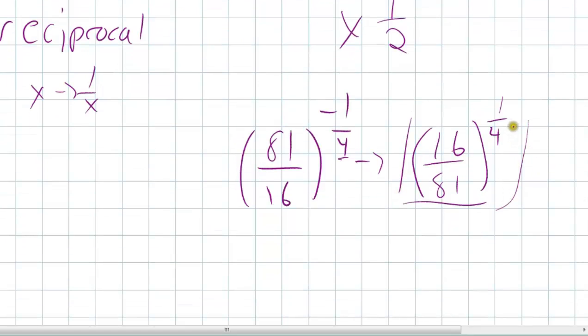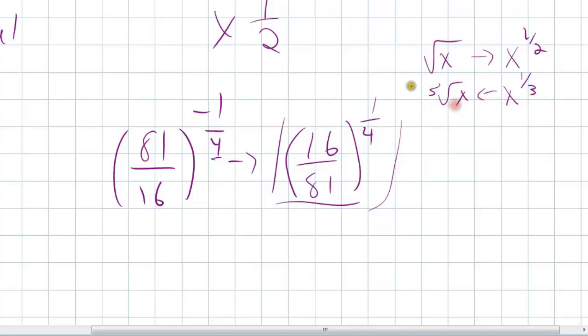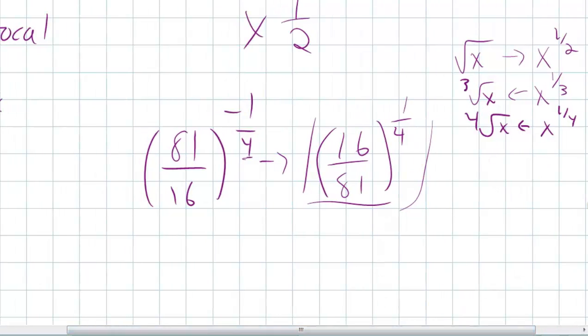Okay, so when I say to take it to the 1/4 power, I'm telling you to take it to the 4th root. Basically, whenever you see the square root of x, you could also see it written as x to the 1/2 power. If you see x to the 1/3 power, that's the same as the cube root of x. When you see x to the 1/4 power, that's the same as the 4th root of x. And it's not too hard to do with the numbers that we have right here.